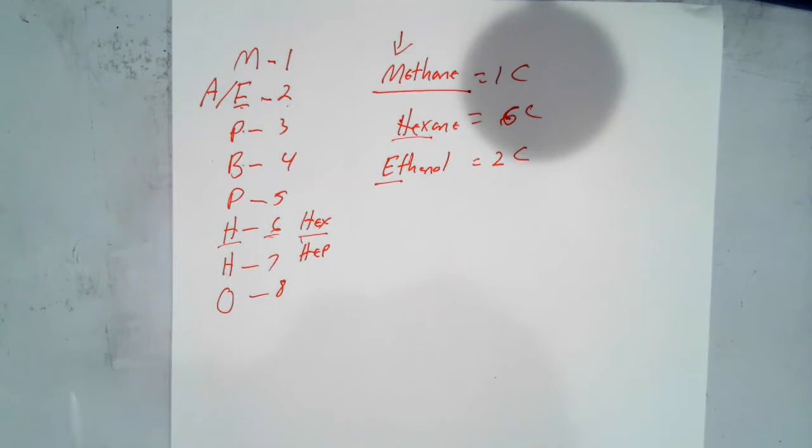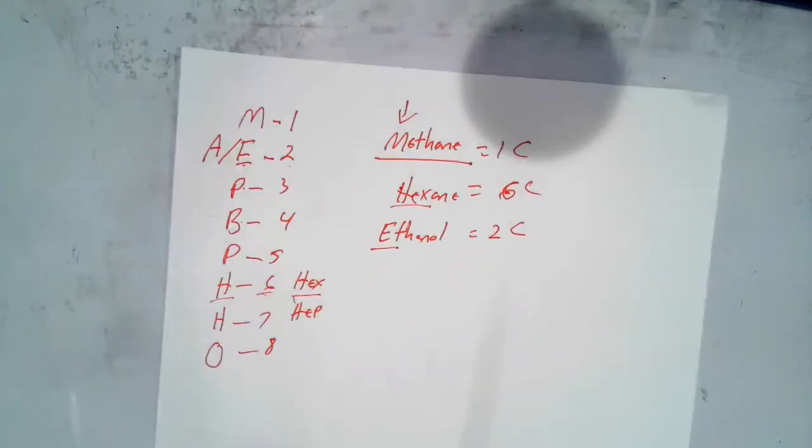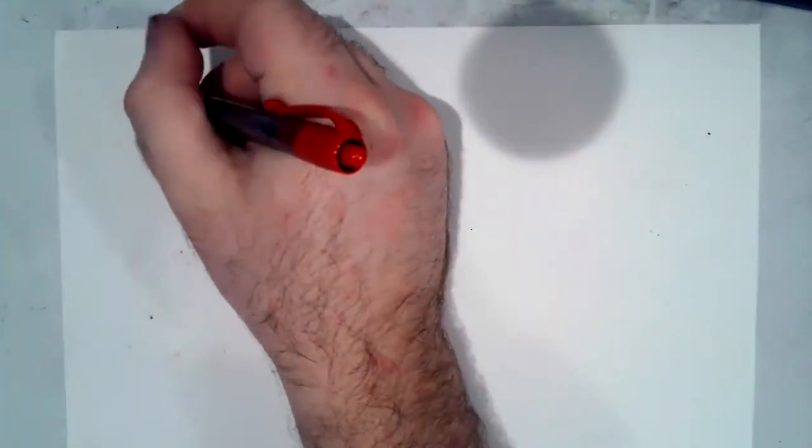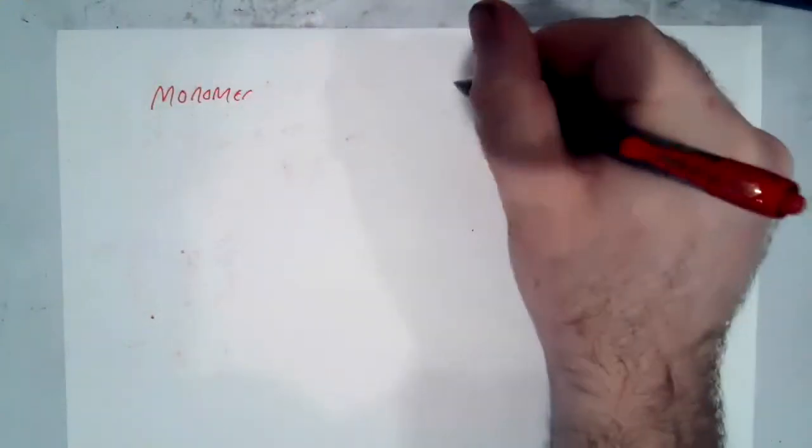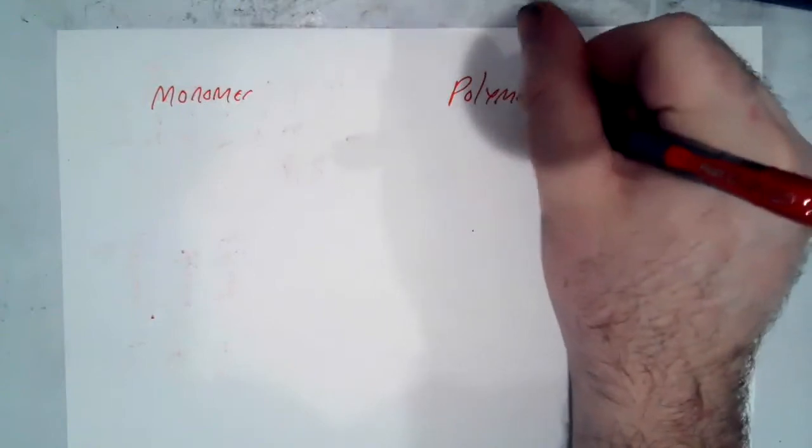Let's see, what else? Let's see, that takes care of 1, 2, 3, 4 questions right there. Just double checking here. Okay, and a lot of this class is based off of monomers and polymers, right? So monomers, spell like this, and polymers.